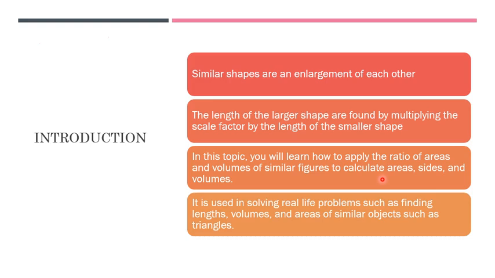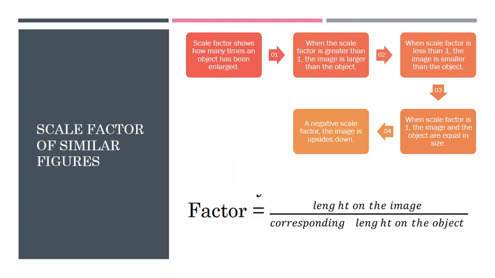So in this topic, you will learn how to apply a ratio, the ratio of areas and volumes of similar figures to calculate areas, sides, and volumes. So phunziro hililo kwambiri, it is being used for solving real-life problems such as finding lengths, volumes, areas of similar objects, mostly in the form of triangles. It can be in the form of a rectangle, it can be in any form. Okay, so basically that's that on the introduction.